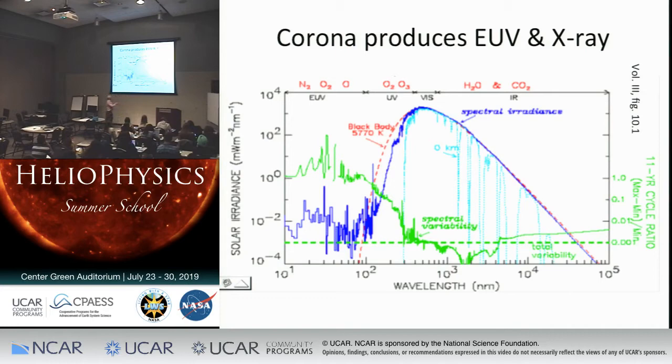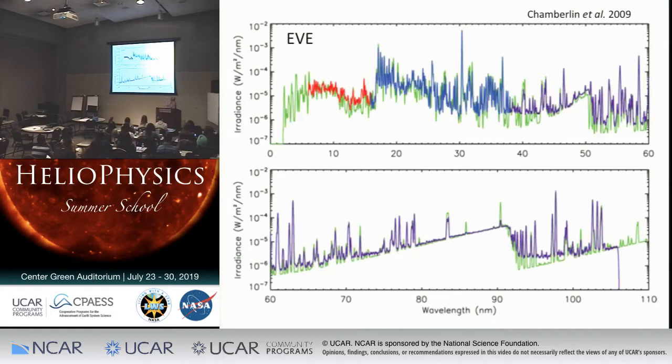And the corona, because that's much more variable, varies that much more. This is a sort of version of it blown up from the EVE instrument on SDO. Just gives you the details of how complicated that spectrum is. We'll keep going on. This is what's known as the Lyman continuum, right here, and the Lyman jump for hydrogen.